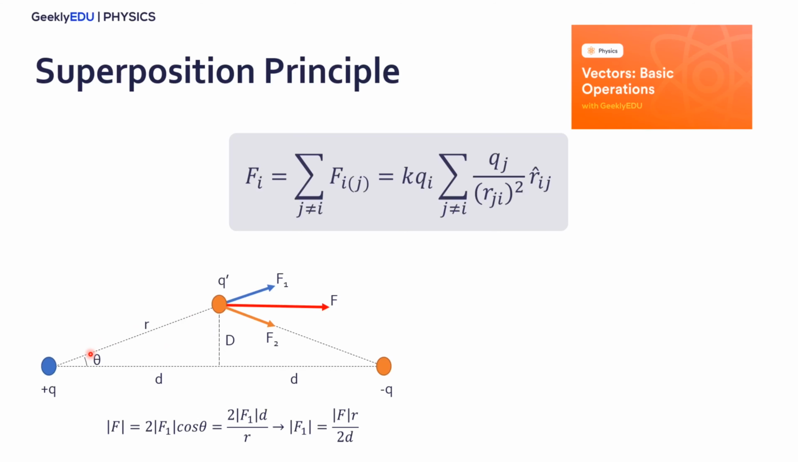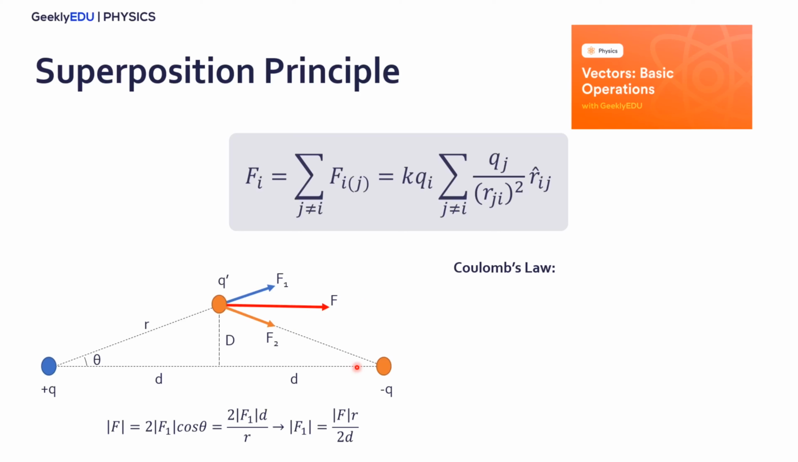If you think of this as a right triangle, the cosine of this angle is D divided by R. So we have this here. Rearranging, just isolating F1, the modulus of F1 is the modulus of the resultant force times R divided by 2D.